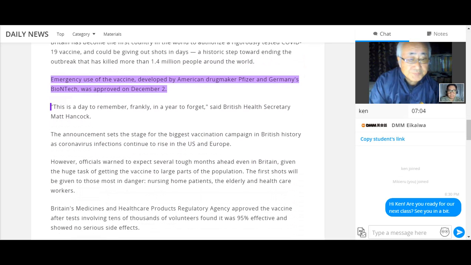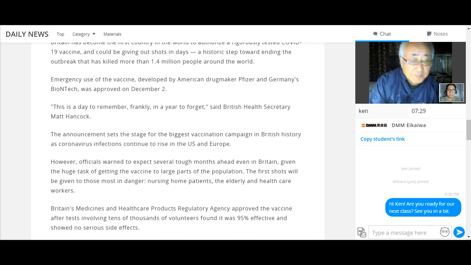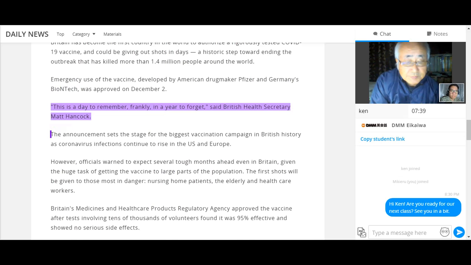Emergency use of the vaccine developed by American drug maker Pfizer and Germany's BioNTech was approved on December 2. So this is BioNTech. This is a day to remember, frankly, in a year to forget, said British Health Secretary Matt Hancock.